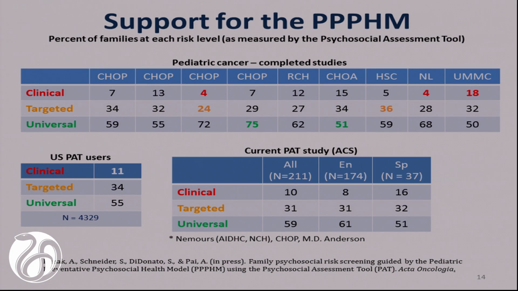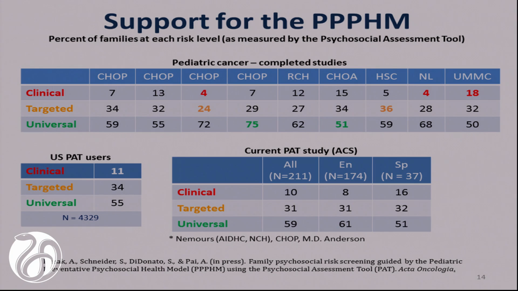So when I said the triple P HM was not drawn to scale, I just want to show you how this plays out, clinical, targeted, and universal. These are all studies on pediatric cancer. And what you can see at the universal range, from about 50 to 75%, that's pretty consistent across sites. So when people say, gosh, what's going to happen if I give this? You know, how are the families going to fall out? I say, well, the majority are going to show resilient, sort of universal functioning. Targeted, 24 to 36, and clinical from a low of 4 to a high of 18.